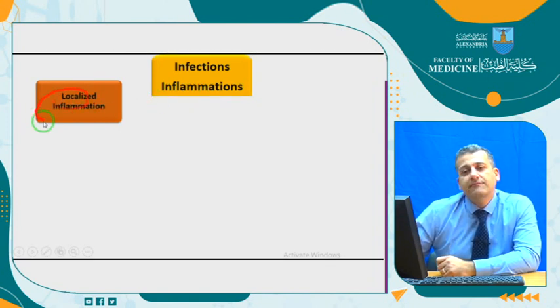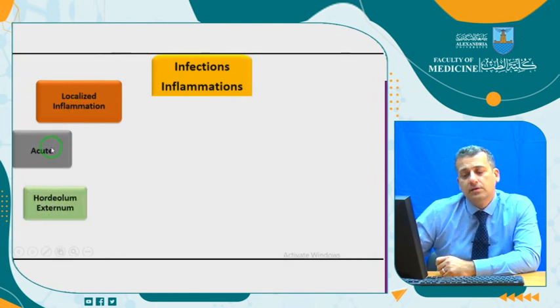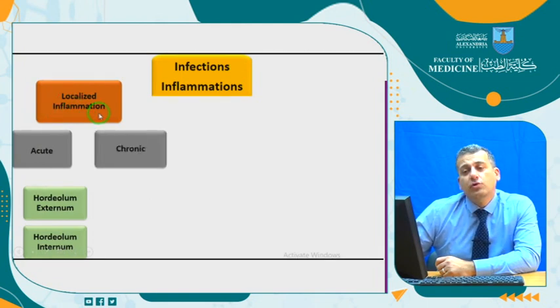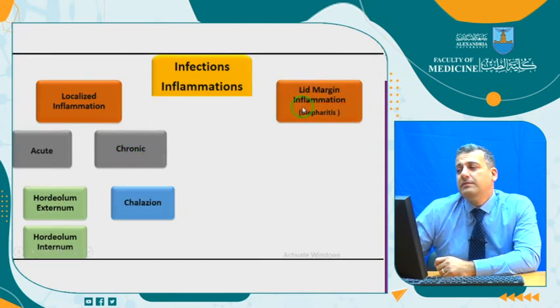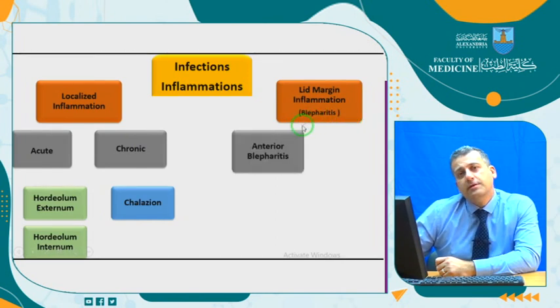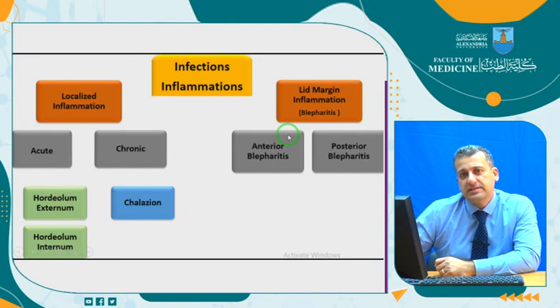If we're going to talk about the infectious or inflammatory processes of the eyelid, there is either localized inflammation that can be acute, in the form of hordeolum externum and hordeolum internum. These are acute localized inflammatory processes present in the eyelid. We have also chronic localized inflammation of the eyelid, which is called the chalazion. What about inflammation of the lid margin itself? It is called blepharitis. We have anterior blepharitis and posterior blepharitis, and we'll be talking about all these now.